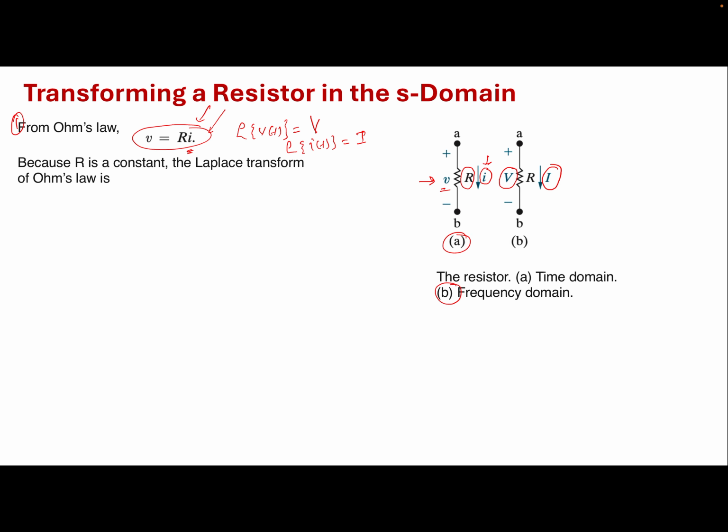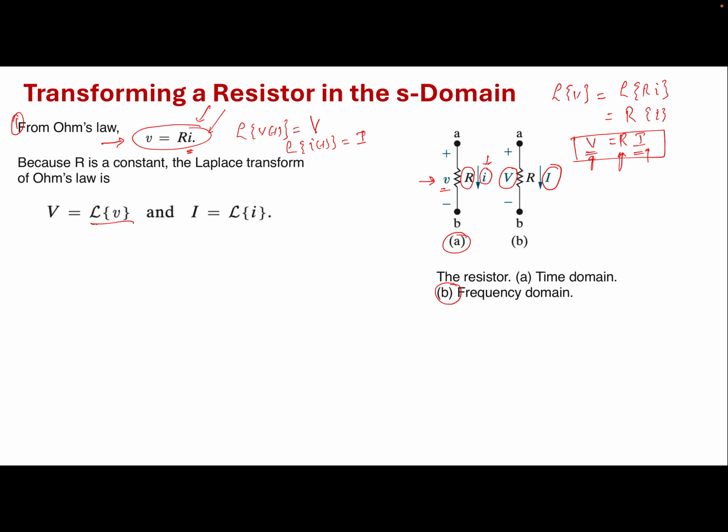Now, for example, if I were to apply the Laplace transform to this equation, the Laplace transform of V, where R is constant, is the Laplace transform of R times I. R is constant, so it comes out, and this is going to be capital I, and this is going to be capital V. So you just get the same Ohm's law back in the S domain, where R is a constant and your V and I are transformed into the Laplace domain.